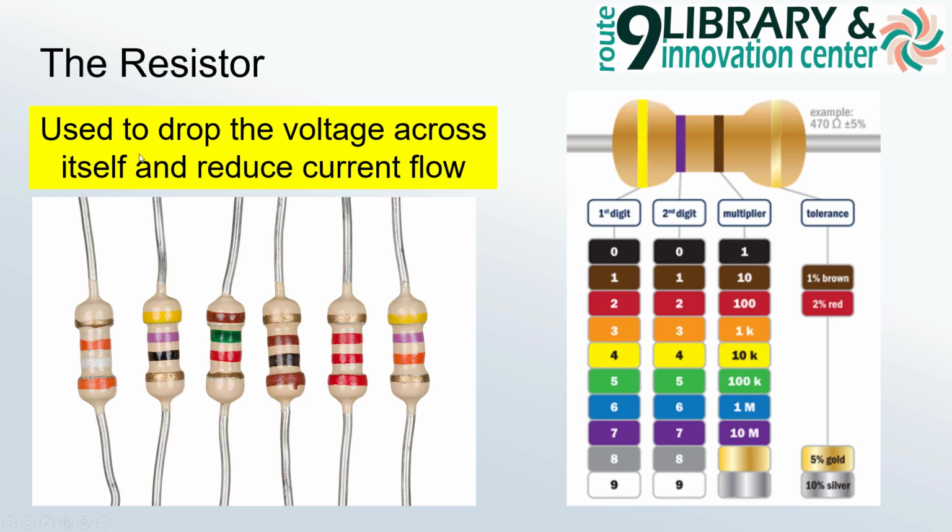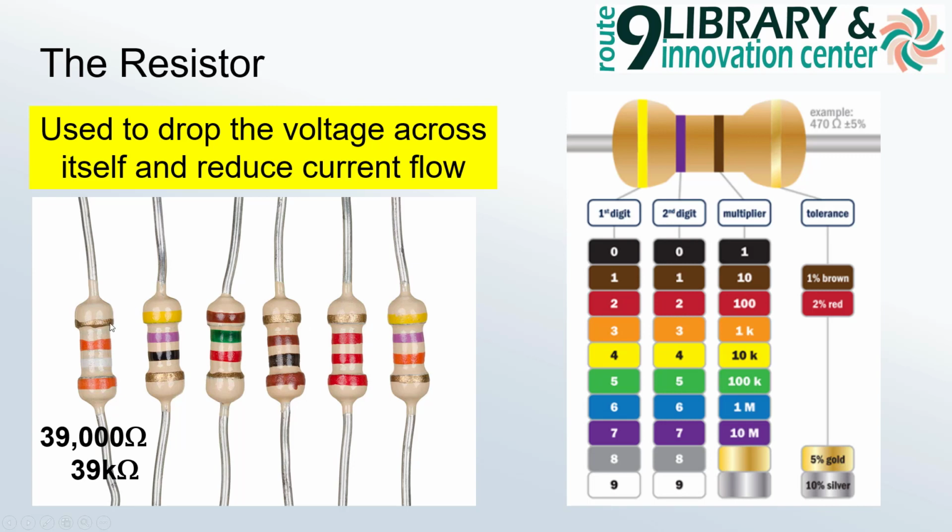These are very cheap devices. They're sub pennies a piece, and their value is decided by using this color coding. Here's a bunch of resistors, and essentially the color coding works like this. In these scenarios, there's a gold or a silver band that talks about the tolerance, that's how precise it is. So a 5% gold means that it's a tighter tolerance than the 10% silver.